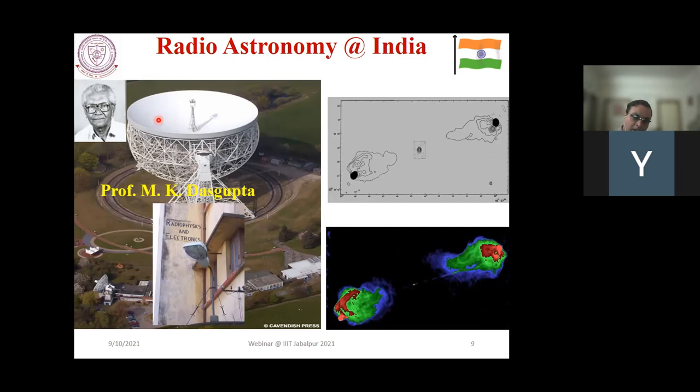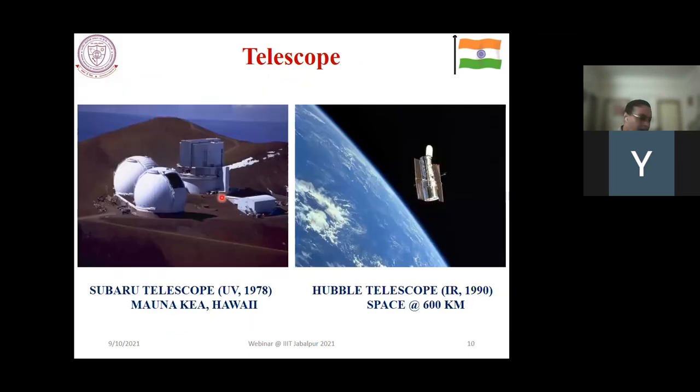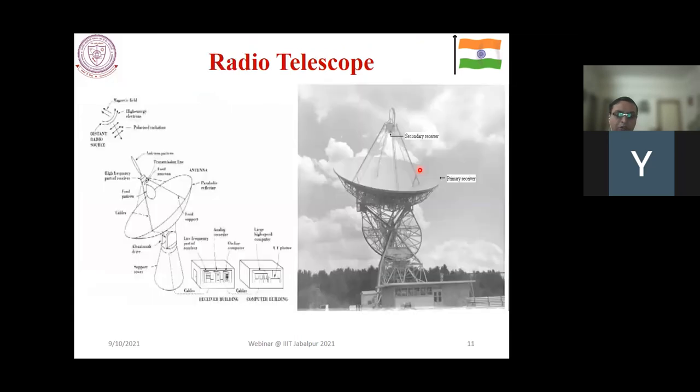Beautiful images. Now, at other wavelengths, you can see some of the telescopes in the UV range, or the Hubble telescope, which is launched in space. I'm showing it over here. Now, once I'm talking of the radio telescope operating in the microwave wavelength, this is nothing but a modified version of it.